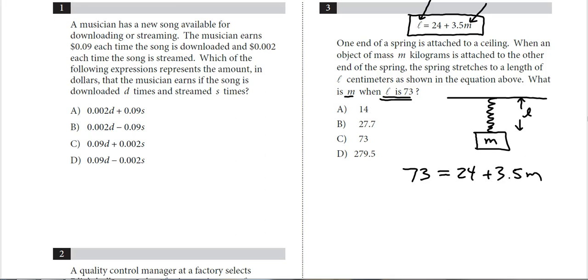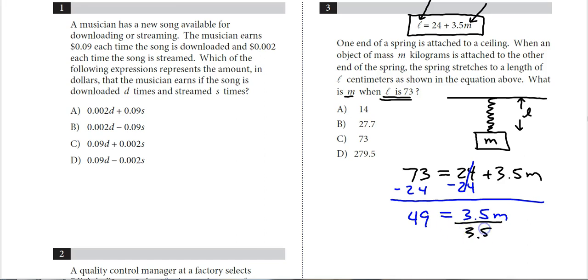I want to get M by itself. So I'm going to subtract this 24 from both sides, which comes out to be 49 equals 3.5 M. And then to get that M all alone, I'm going to divide both sides by 3.5. I know 3.5 goes into 7 twice, and then 7 of those, so it's looking like 14. So the correct answer here is going to be 14.